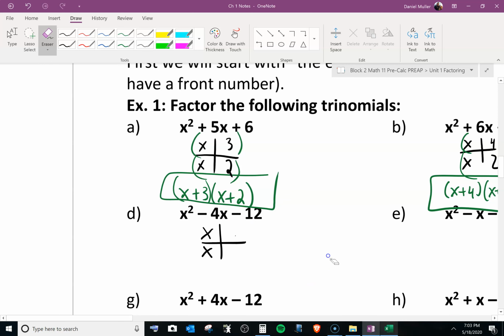And so I'm actually just going to switch it. If you ever get what you want, but the symbol's the wrong way, like I got a positive 4x, just change your symbols here. So instead of a negative 2, I'm going to make a negative 6. That diagonal is a 2x. This diagonal is a negative 6x. If I add them, I get negative 4x, which is exactly what I want. So you're going to get an x minus 6 and an x plus 2.